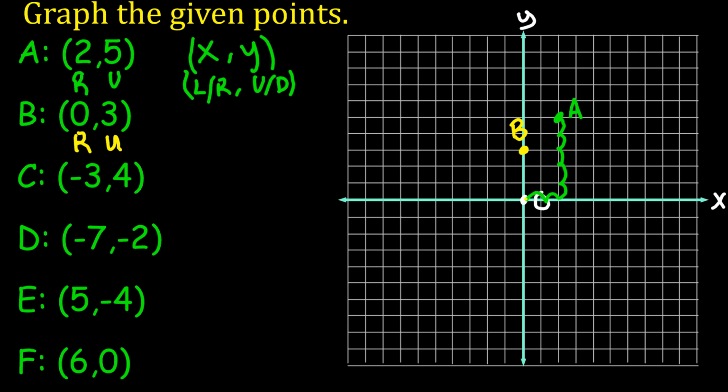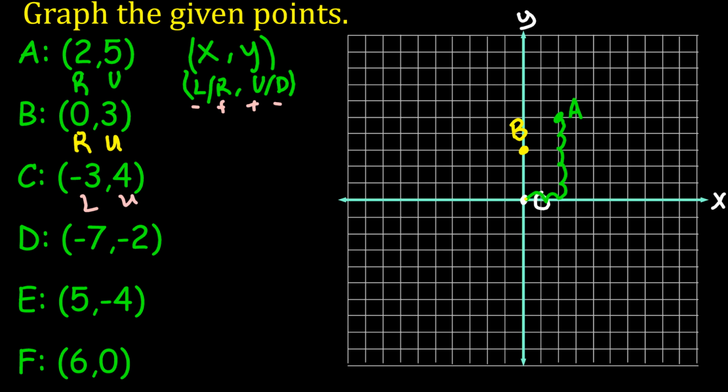Okay, let's look at the next one. If you feel like you got the hang of it, maybe you would be wise to pause right now and then try to graph the other points on a piece of graph paper and see if you get them right. So for C, if we have -3, that means we're going to move to the left 3. Whenever you have a negative, that moves it to the left. Whenever you have a positive, it moves to the right. Maybe I could write that down. Left would be negative, positive would be right. Up would be positive, down would be negative. And then 4 is up.